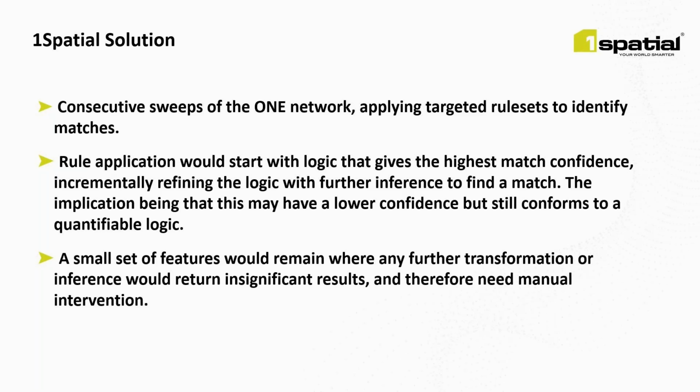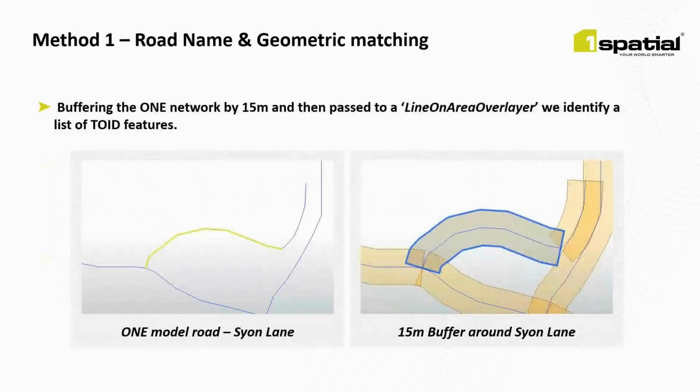So for our process, we split the work into different methods, and the workspace has been designed to first identify a link between the OS master map and the ONE network using key attributes and geometric coincident matching. So basically, that was referring to the road name and the geometry.